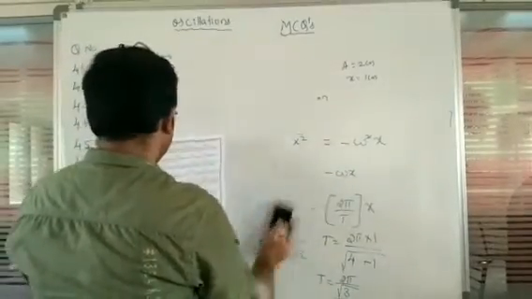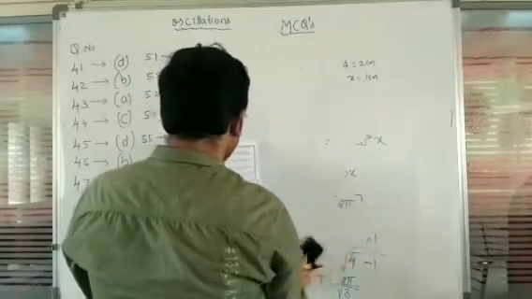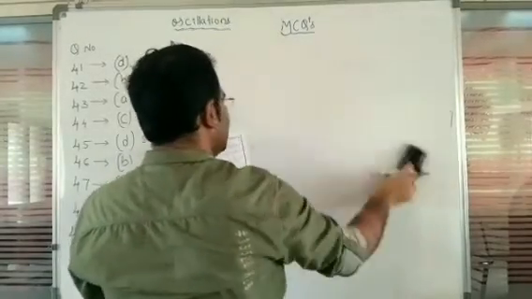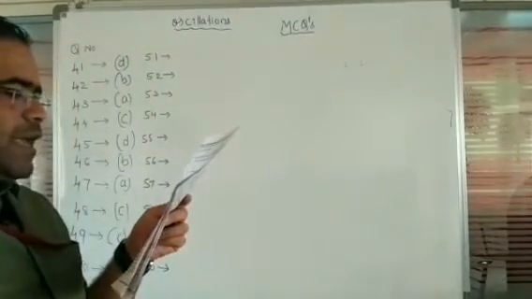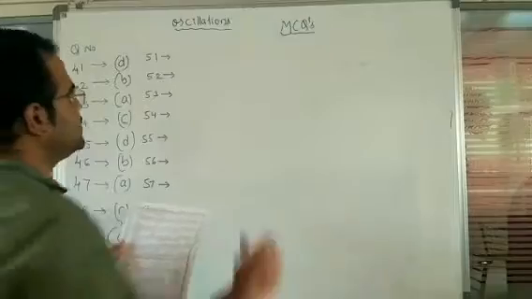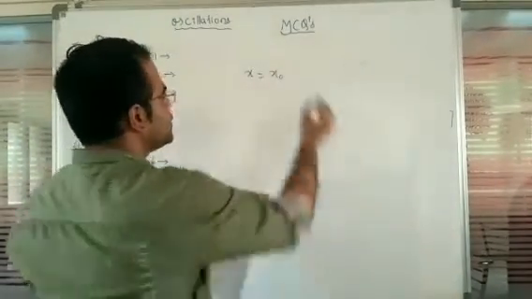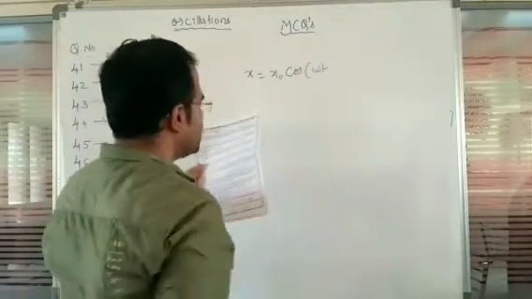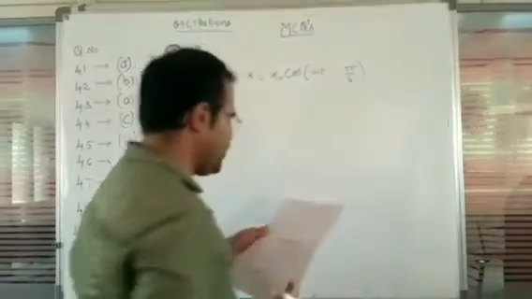Now the question number 50. A point particle oscillates along the x-axis according to the law given by the equation x is equal to x naught cos of omega t minus pi by 4. So this is the equation.